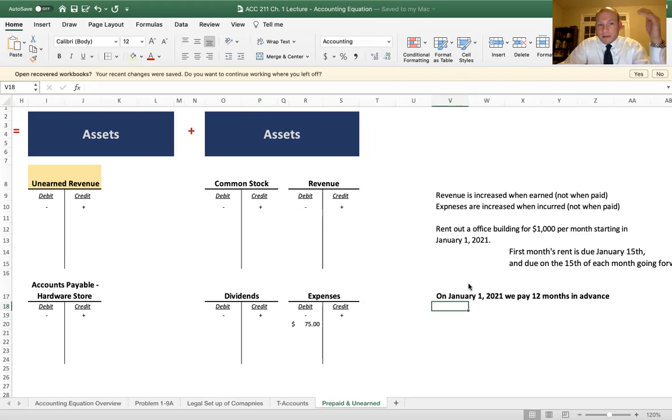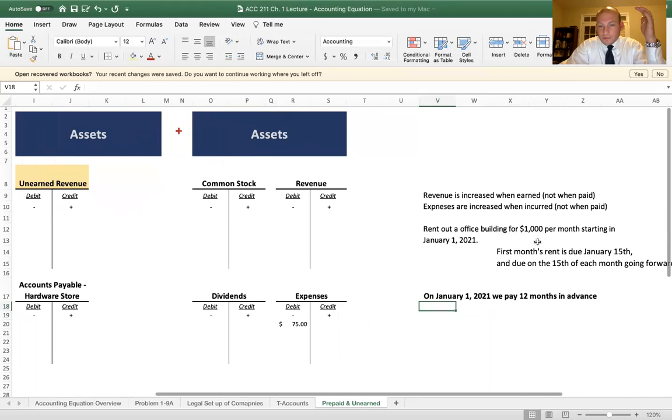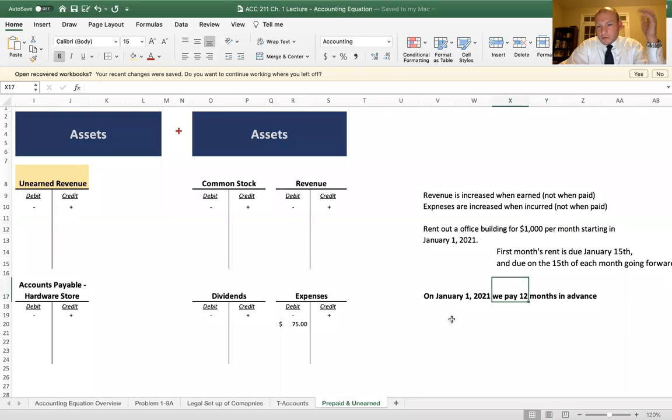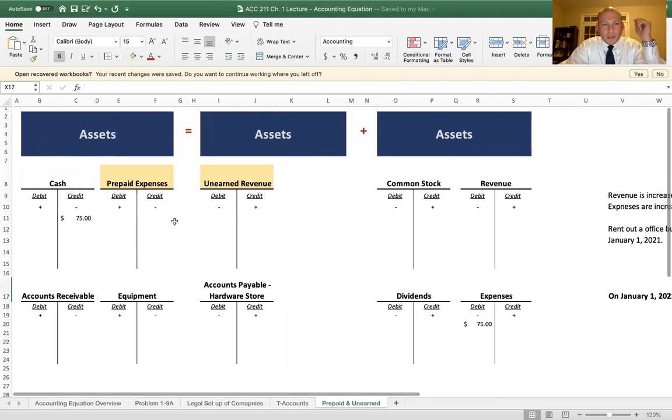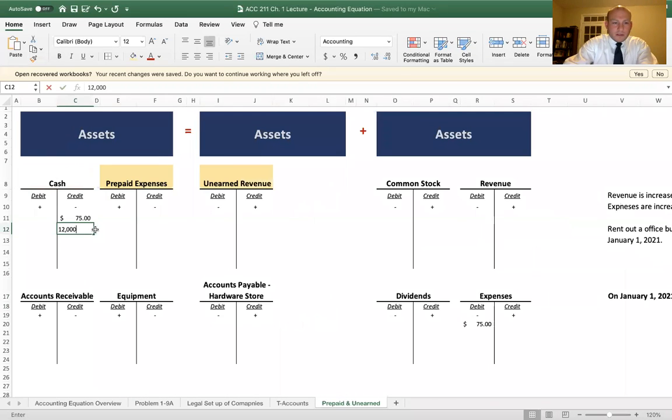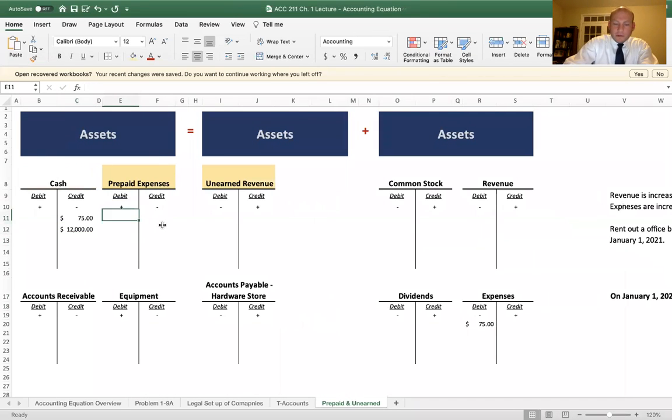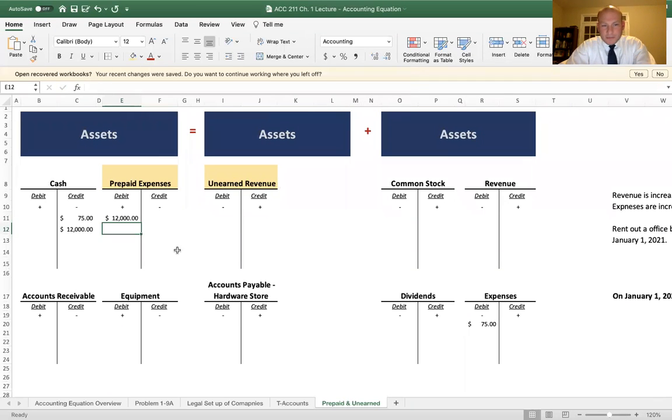We only recognize the expense when the rent is actually due. Therefore, on January 1st, since we paid $12,000, which is 12 months in advance at $1,000 per month, we're going to decrease our cash by 12 grand, and then increase prepaid expenses by $12,000. So that's the entry on January 1st. Then when January 15th comes around and our first month of rent is due, we credit the prepaid expense account $1,000, and then take that over to the expense account.